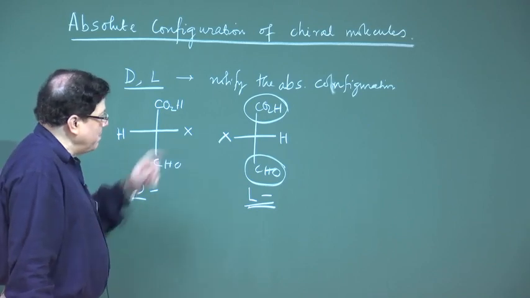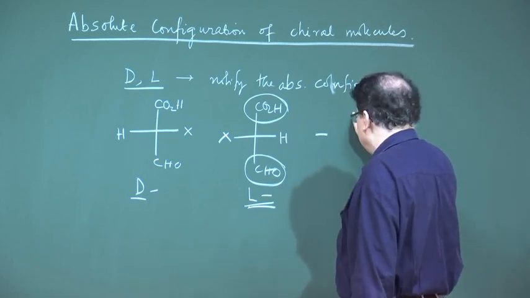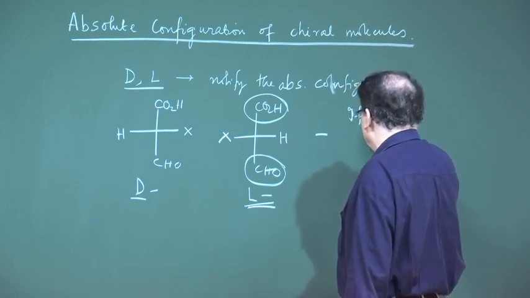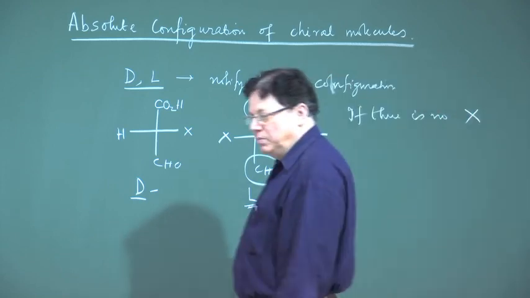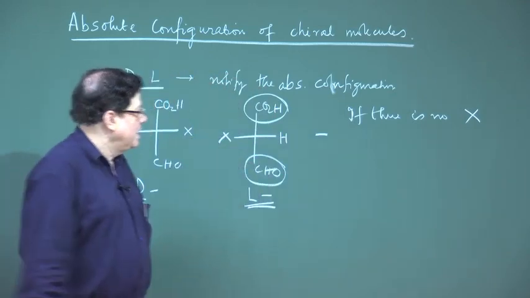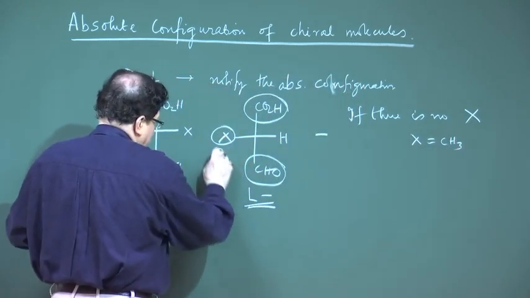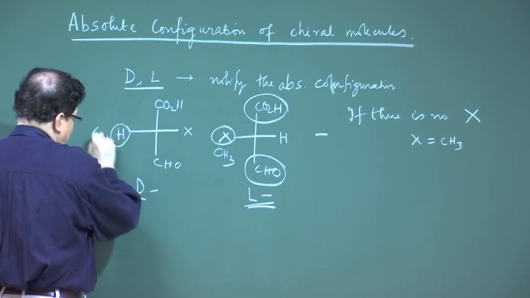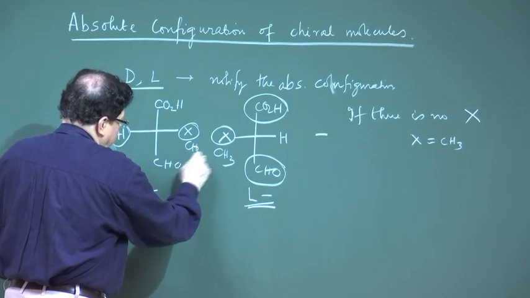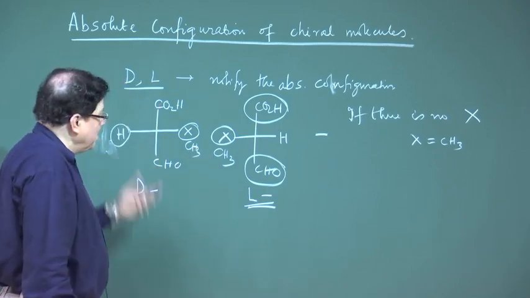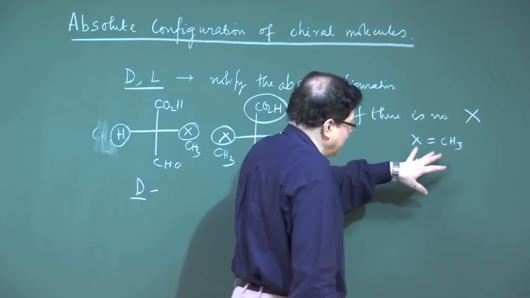Now, this system could not be applicable in many cases. First, if there is no heteroatom, then what are you going to do? If there is no X, that means no heteroatom, then this will fall apart. If X is, suppose, methyl, it cannot be regarded as a heteroatom. It is still chiral, but you cannot have a DL nomenclature system for this. So, it fails when X is an alkyl group.